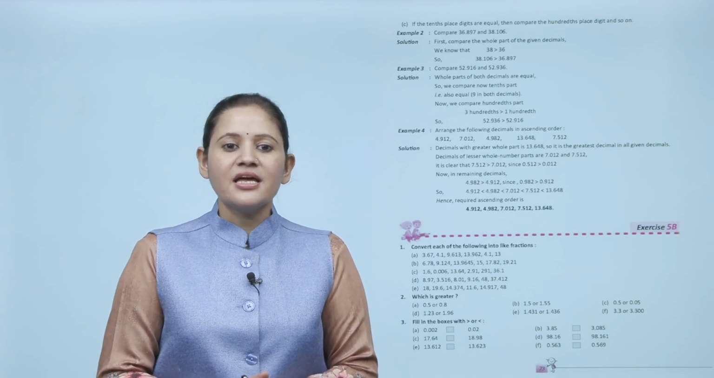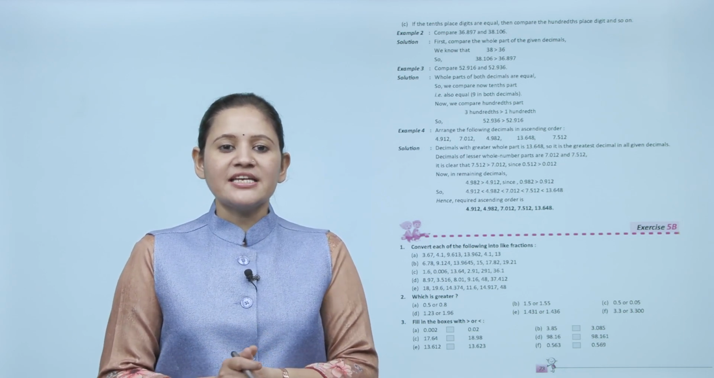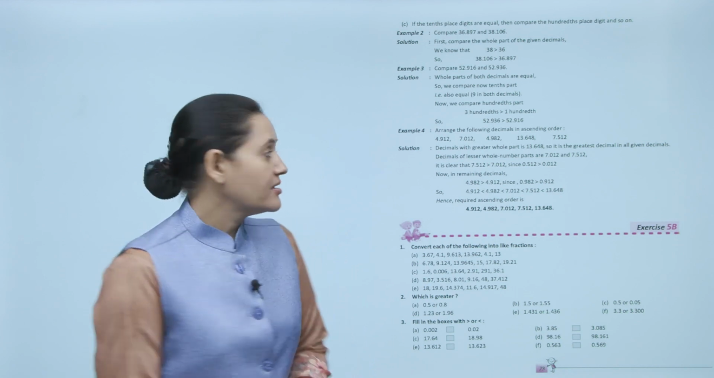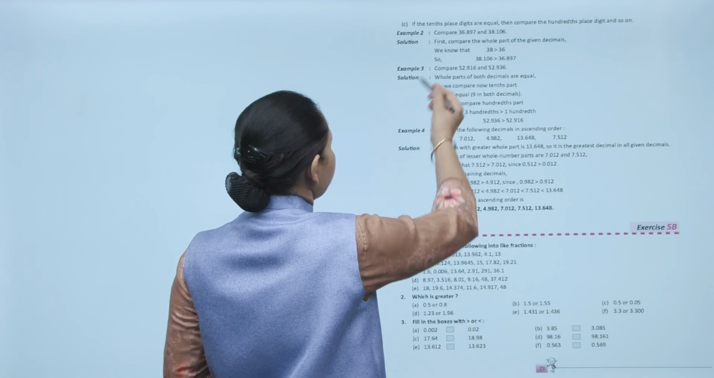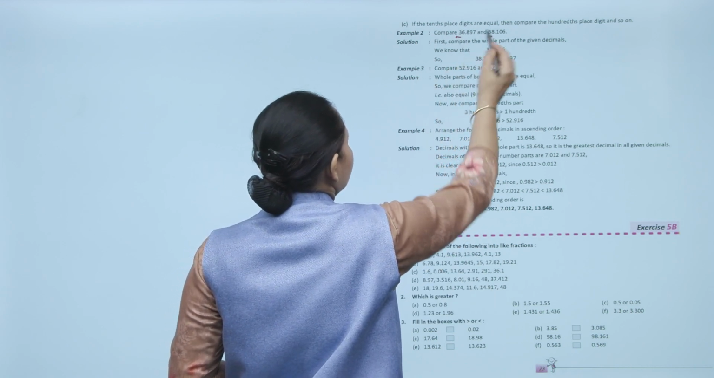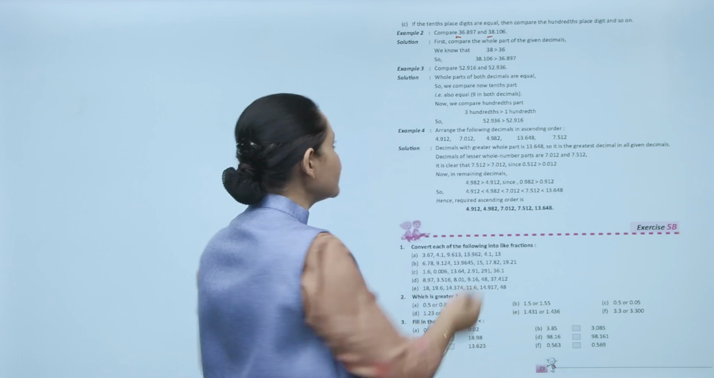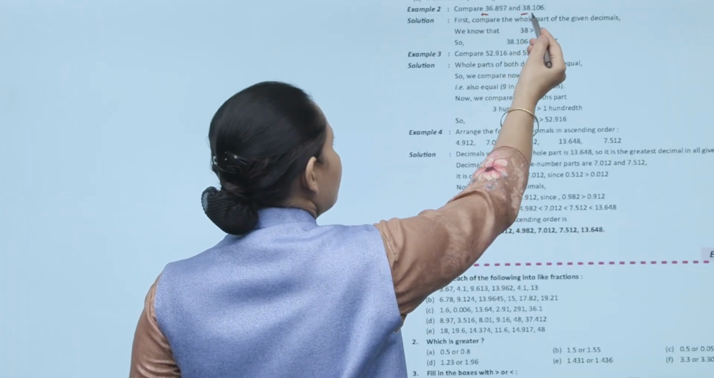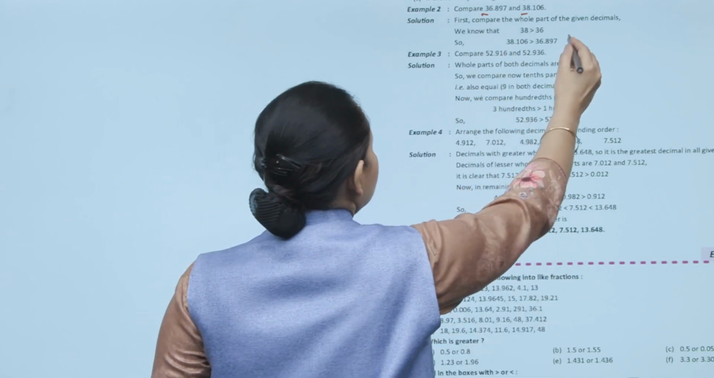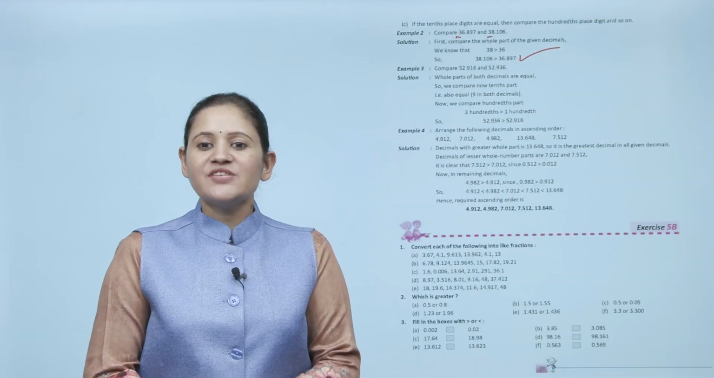We'll take an example. Compare 36.897 and 38.106. So first we'll compare the whole part. Here 36 and here 38. 38 is greater than 36. So 38.106 will be greater than 36.897. Next, exercise 5B.